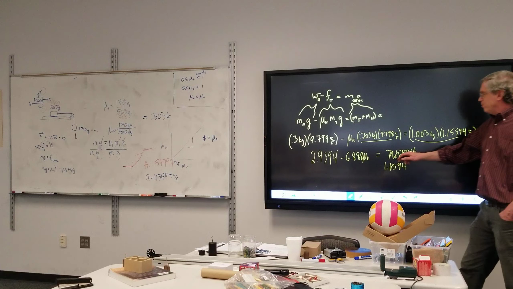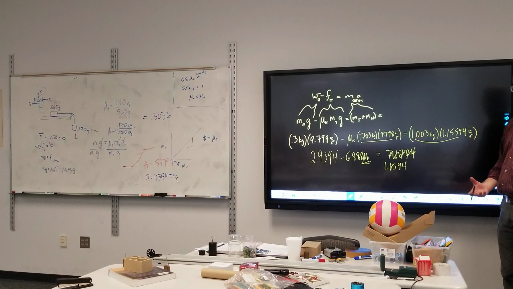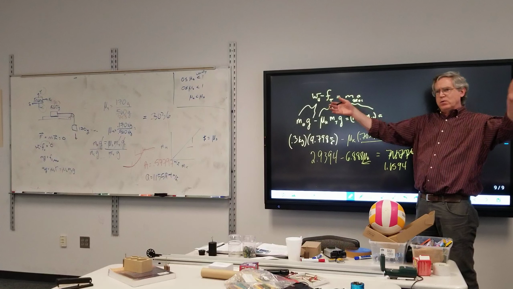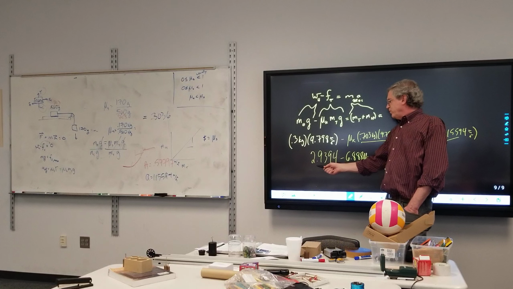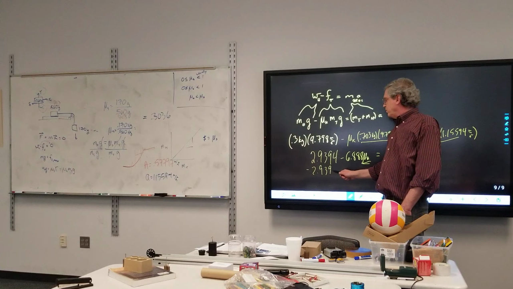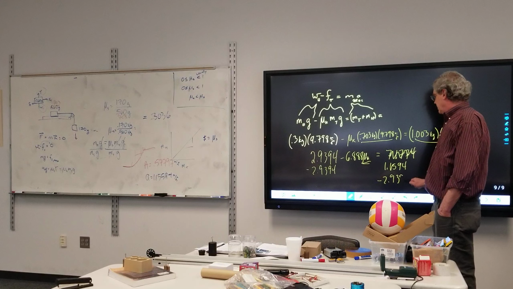All right, so I'm solving for mu sub k right here. So I need to start getting rid of all the other stuff, since that's my unknown. So you start on the outside and you work your way in, sort of reverse order of operations. So first let's get rid of this. So let's subtract 2.9394 from both sides.